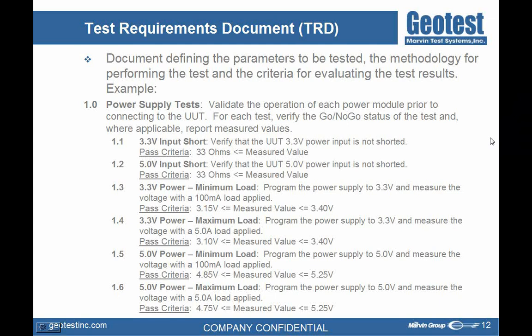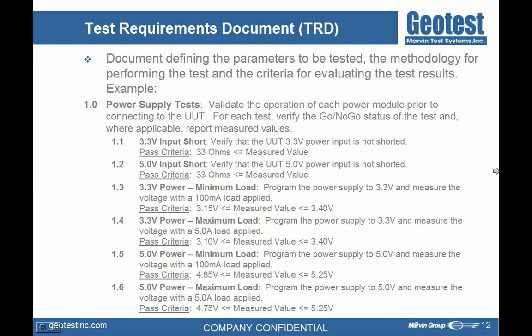Okay, we'll continue on with the presentation. Generally, when you develop a test application, you're working off of a document. That document may be prepared by the designer of whatever it is you're testing. It may be prepared by a test engineer who's reviewed the design, maybe with the designer or through looking at schematics or other documentation. And what they create is something that we call a test requirements document. This is a document that defines the parameters on the UUT that need to be tested, the methodology for testing those parameters or performing the test, and the criteria for evaluating those test results.